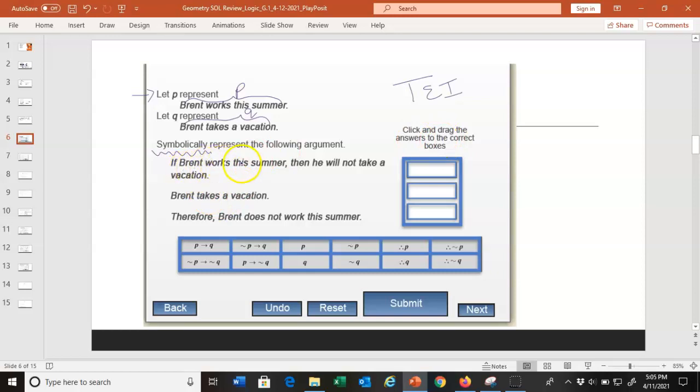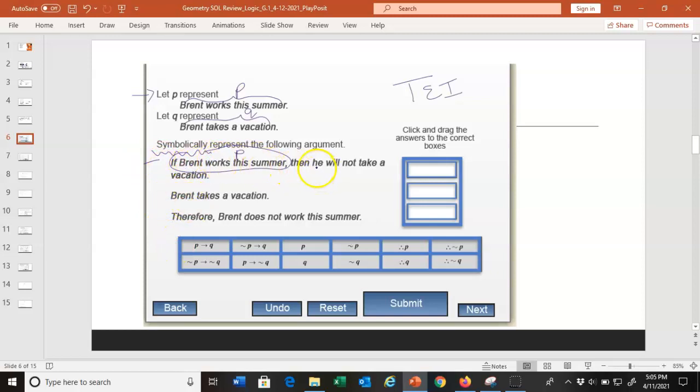If Brent works this summer, well, see, we already know what that label is. That is P, right? Brent works this summer. So I would even probably take, again, on your toolbar, you're going to have a pencil tool where you can draw on your screen just like I am. Or you could definitely sketch this out on your paper, at least these few sentences here.